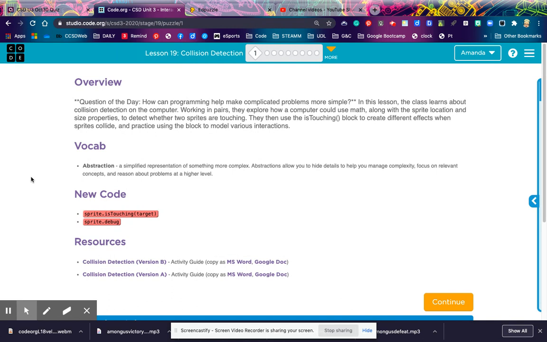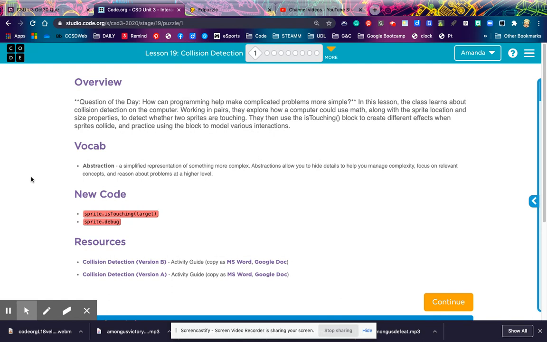We're going to work in pairs as much as possible, but given our quarantine standards, we might not be able to. We're going to explore how a computer could use math along with sprite location and size properties to detect whether two sprites are touching. We will then use the touching block to create different effects when sprites collide and practice using the block to model various interactions. The vocab word for this lesson is abstraction.